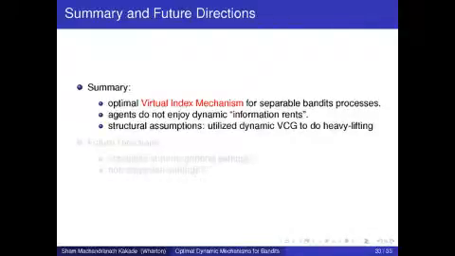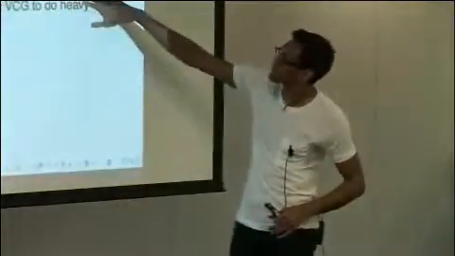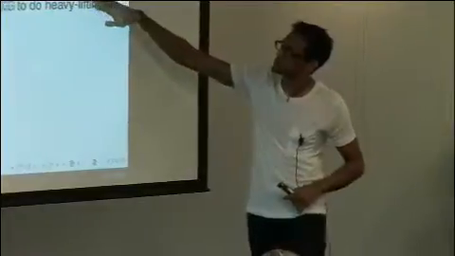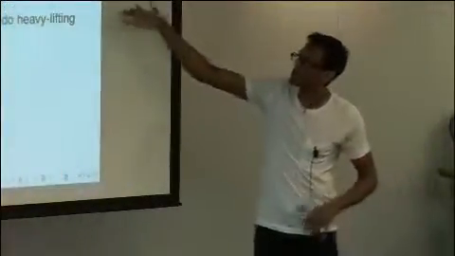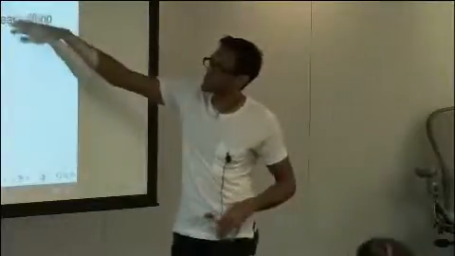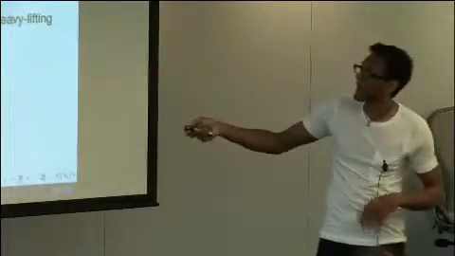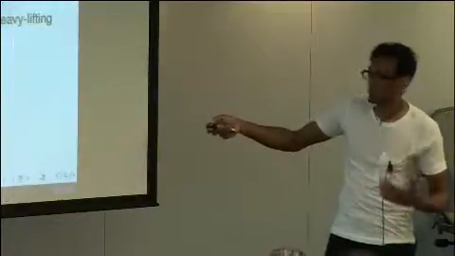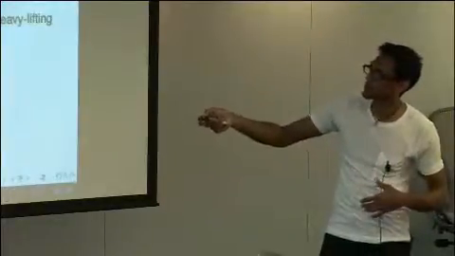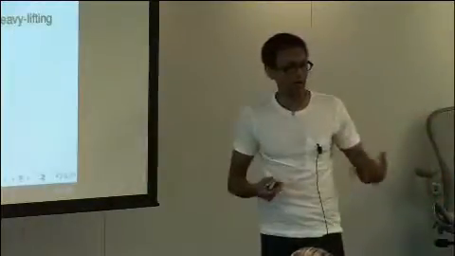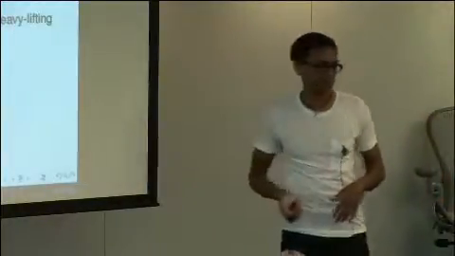So we really utilized a number of these techniques in this proof, and this is really the core idea, and I'm not going to go into any of the details here. Okay, so the summary is as follows. We presented this virtual index mechanism, which worked for this natural class of separable environments, and we argued that we might need assumptions for something like this to work, because we're really in this setting where agents aren't enjoying these dynamic information rents. They aren't getting any more utility for having private experience. And one of the tricks we use is this relation to VCG. Because of the structure of our functions, we're able to use the knowledge we have of VCG to do the heavy lifting in our proofs.